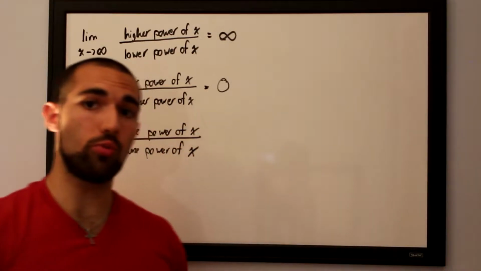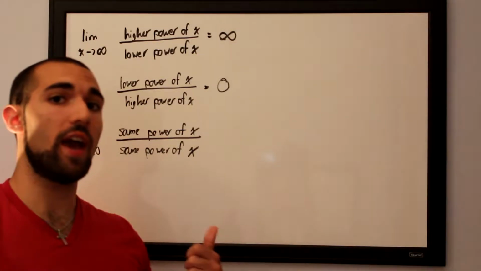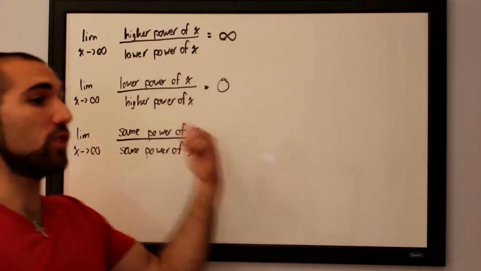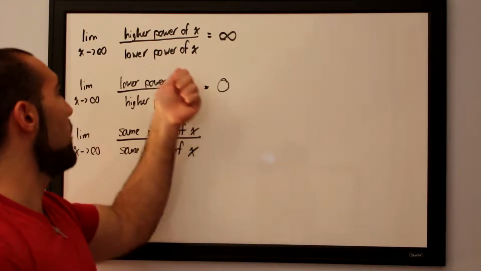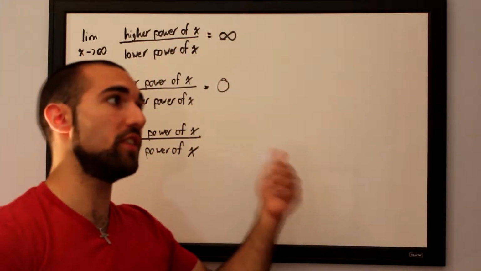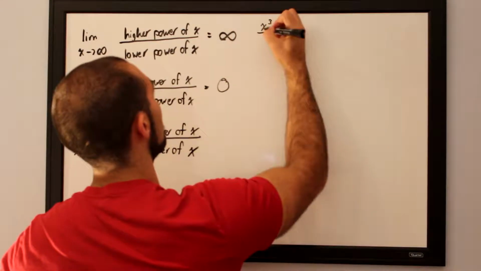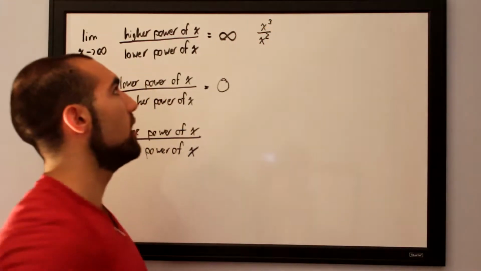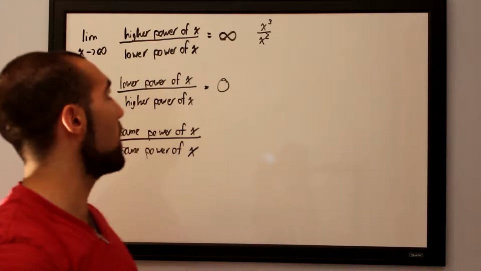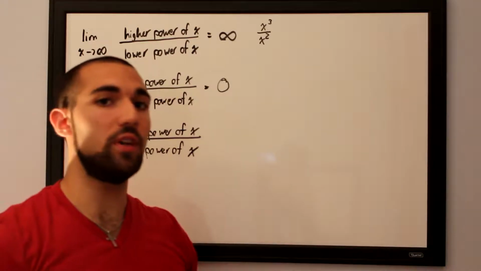So we have all the rules written out right over here. If we were to evaluate a limit as x approaches infinity and we had a polynomial in both the numerator and the denominator, and the numerator had a higher power of x than the denominator, say something like x to the third in the numerator and x squared in the denominator. x to the third is going to be higher than x squared, so we can come to the conclusion immediately that the function is going to tend towards infinity.